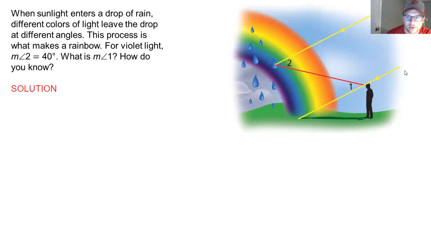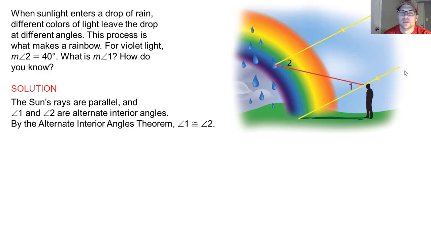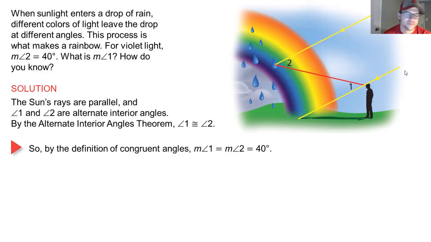Well, based on the diagram, the yellow lines are marked as parallel. Those are the sun's rays. They're going to be parallel the direction that they leave the sun, whether it's from the top of your head or up to the rainbow. So angles 1 and 2 are considered alternate interior angles. And since we know what angle 2 is, we know that angle 1 is also congruent to that. So angle 1 is also going to be 40 degrees. And your reason would be the definition of congruent angles by alternate interior angle theorem.